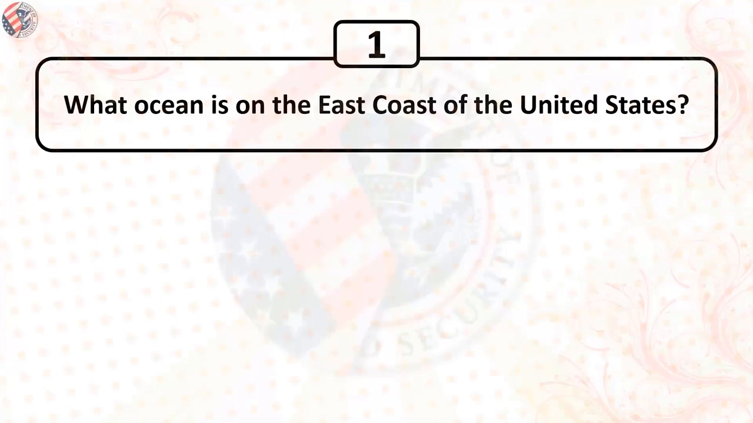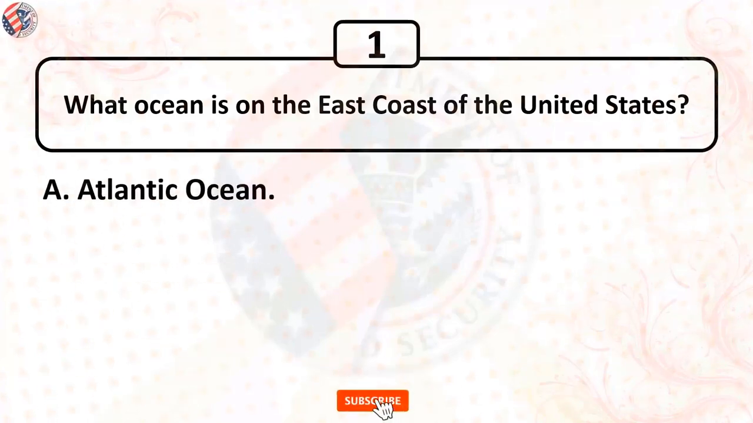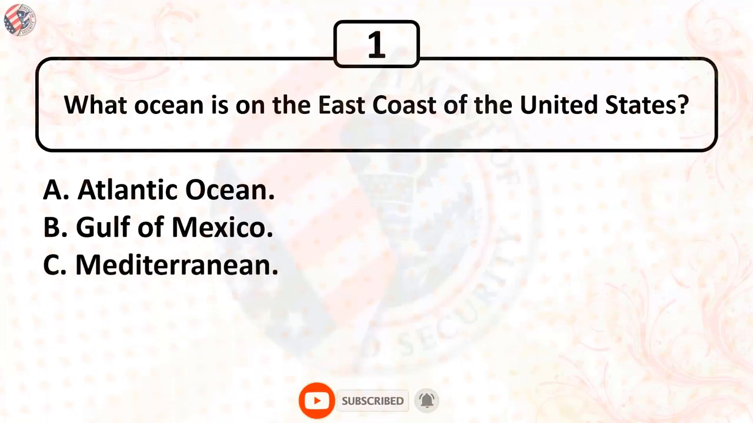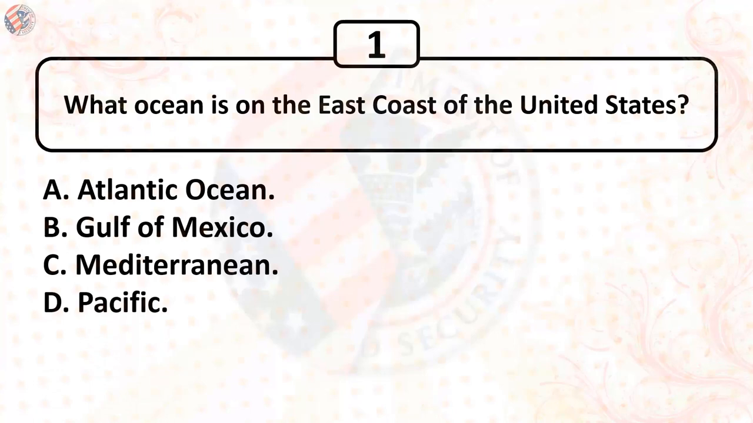What ocean is on the east coast of the United States? A. Atlantic Ocean. B. Gulf of Mexico. C. Mediterranean. D. Pacific.